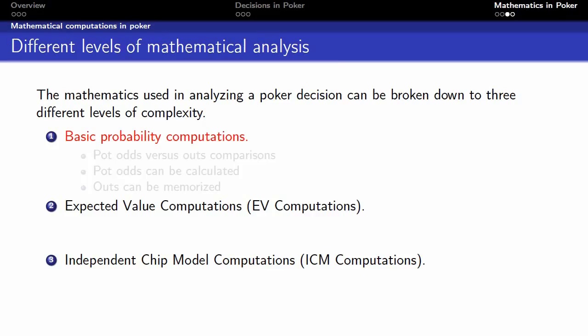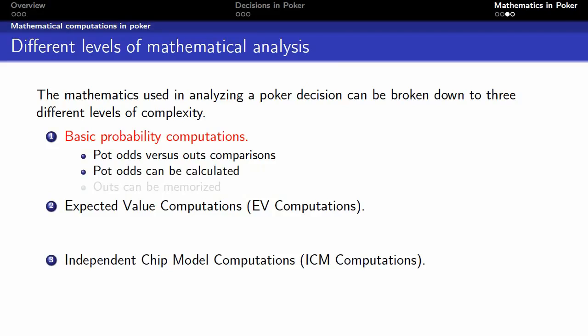So looking back at the basic computations, well, we're looking at things like pot odds versus outs comparisons. If you're facing a bet, what odds are you getting to call that bet? And what are your odds of winning the hand? And if your odds of winning the hand beat the odds you're getting, then you should call. If your odds of winning the hand are worse, you should fold.